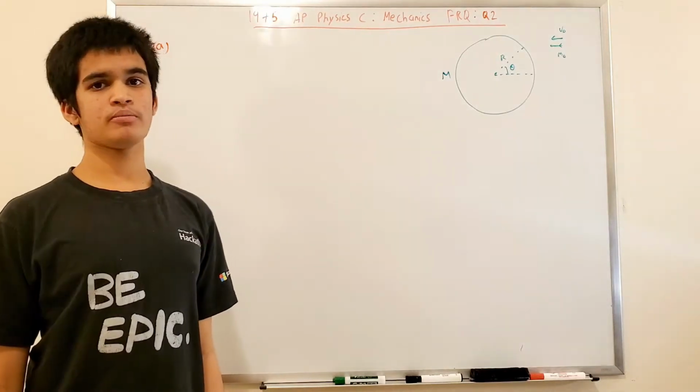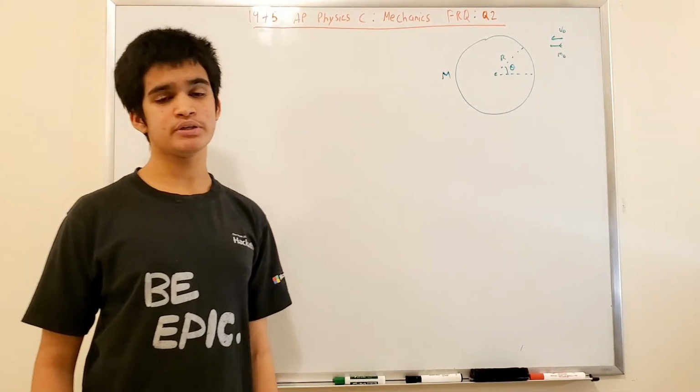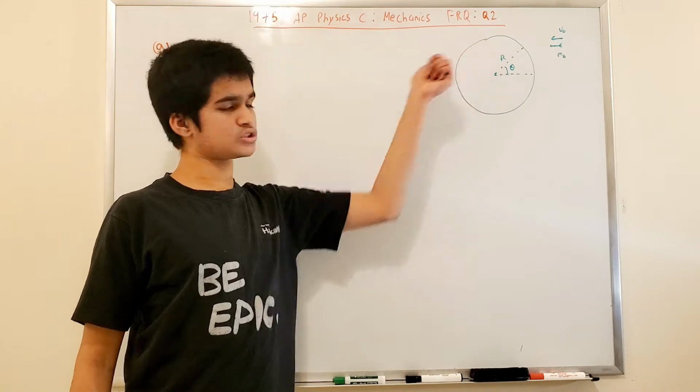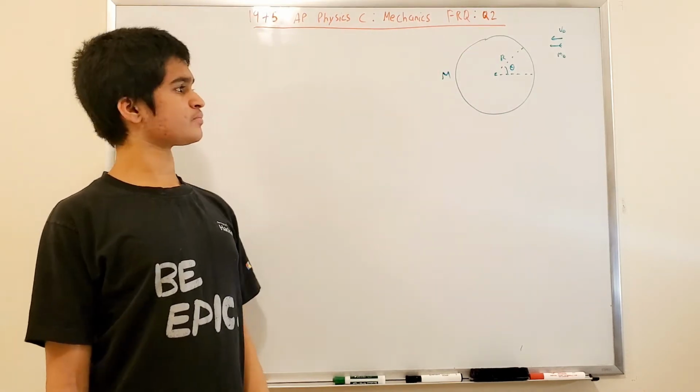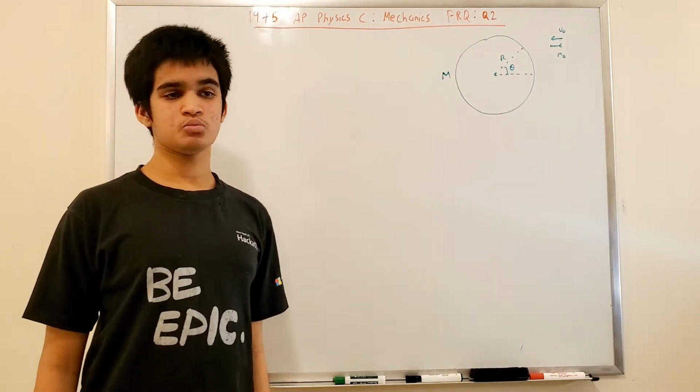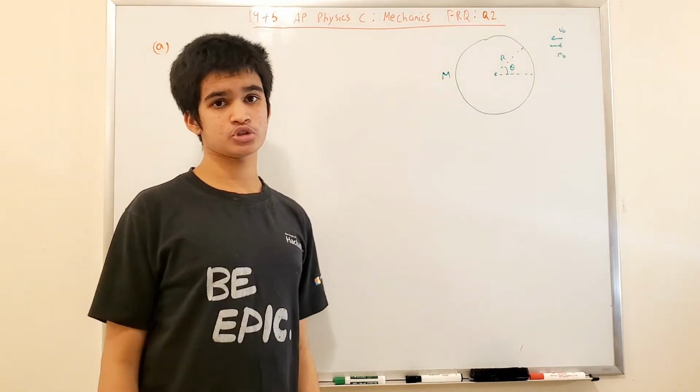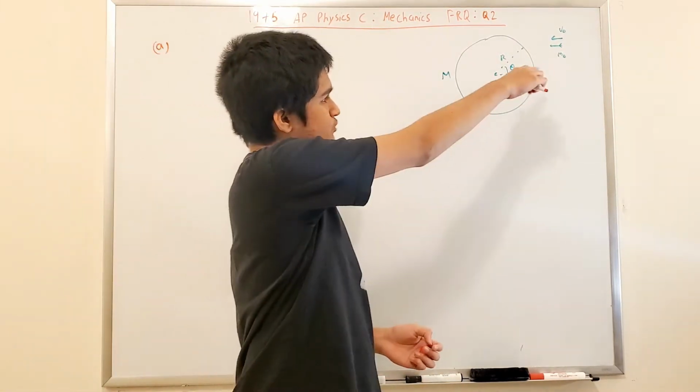Part A of this problem asks us to find the final angular speed of the bullet once it hits the tire. Like always, we should try to visualize the problem before trying to solve it. So let us do that.